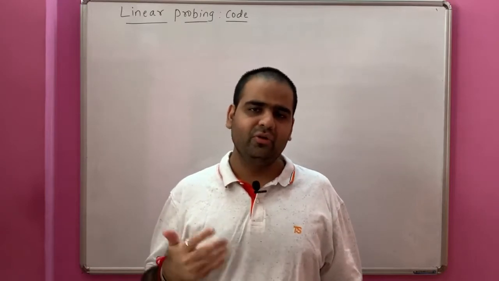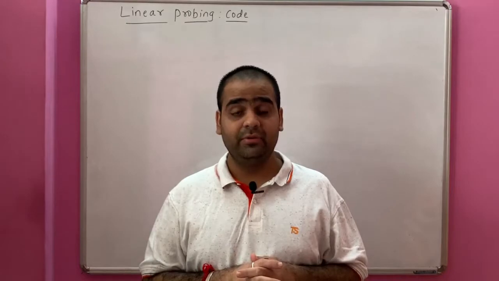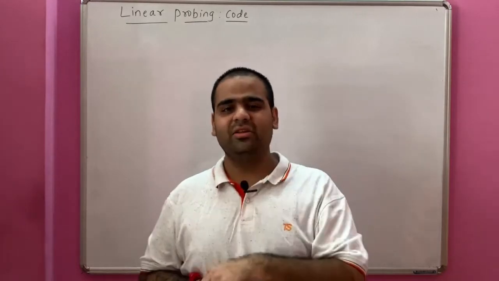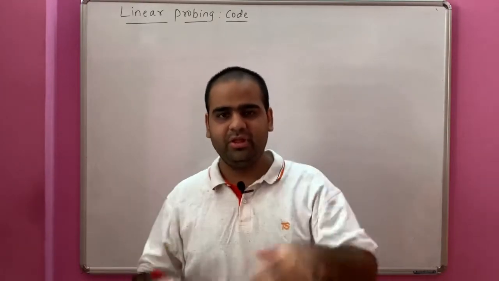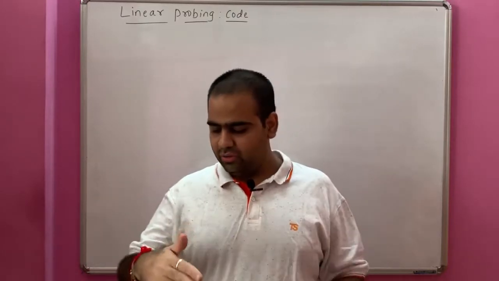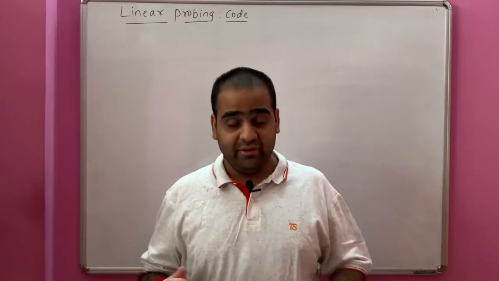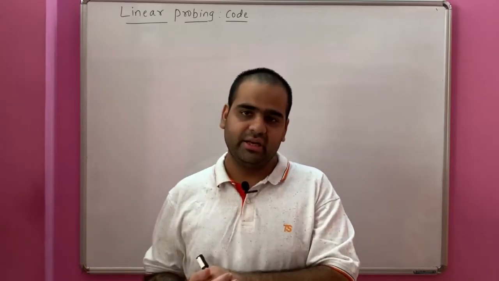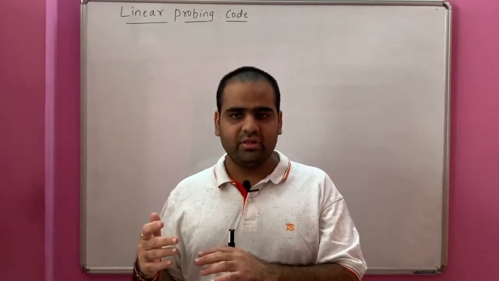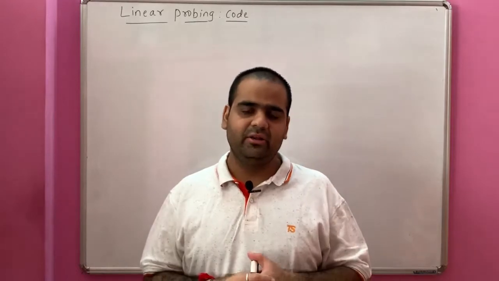Linear probing is a collision resolution technique. We rehash if there is a collision. Now how do we know that there is a collision? If two keys map to the same index, that means there is a collision. And if there is a collision, you have to go to the next index and try to add that element over there. And if that is also filled, then we go to the next index. Now the next index is nothing but you add 1 to the previous value and you get the index.